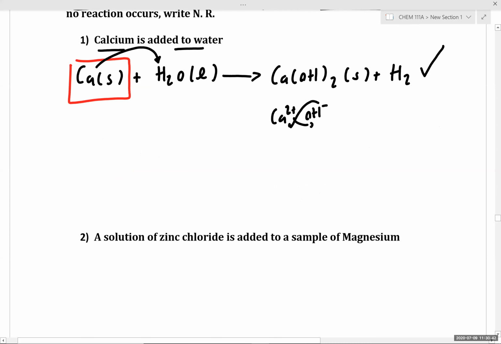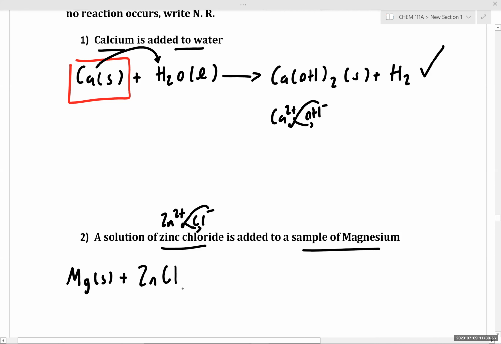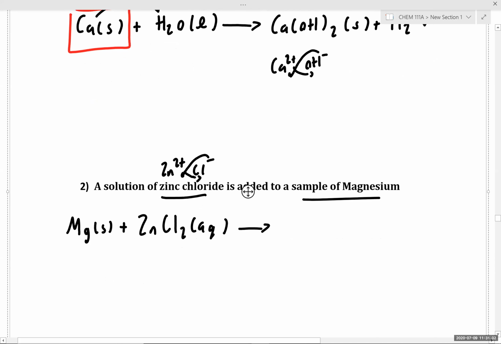Let's look at the next example. We have a sample of zinc chloride added to magnesium. So we have magnesium solid, and for zinc chloride, we have zinc 2 plus and Cl minus. We cross our charges, that gives us zinc chloride aqueous. And now, what type of reaction is this?